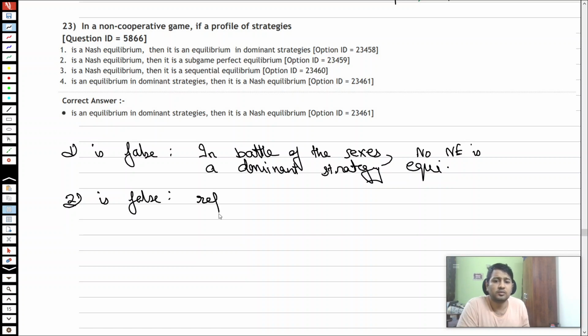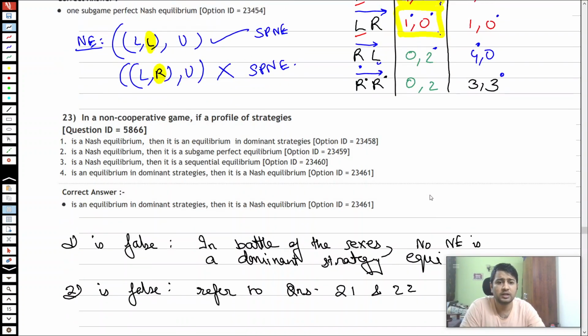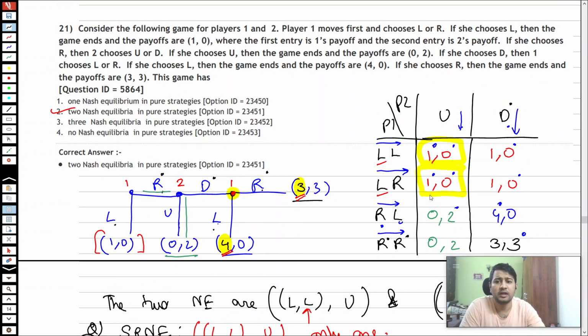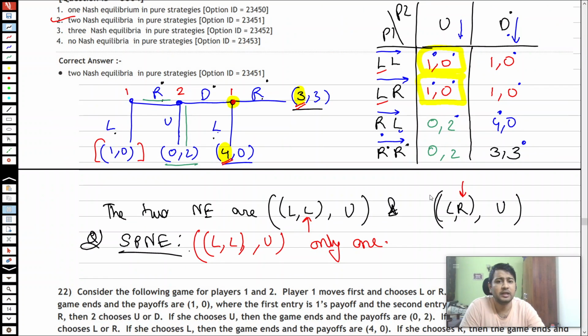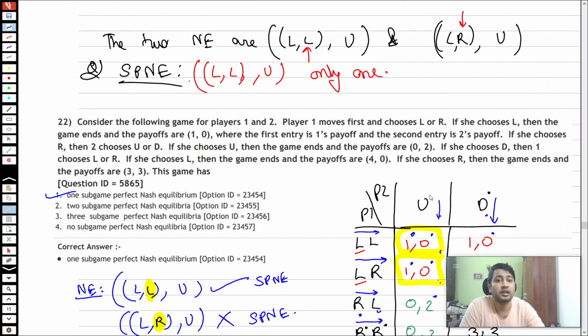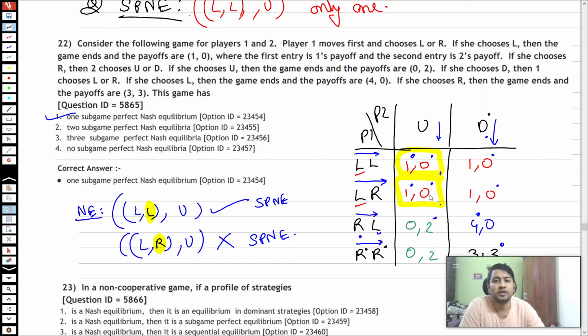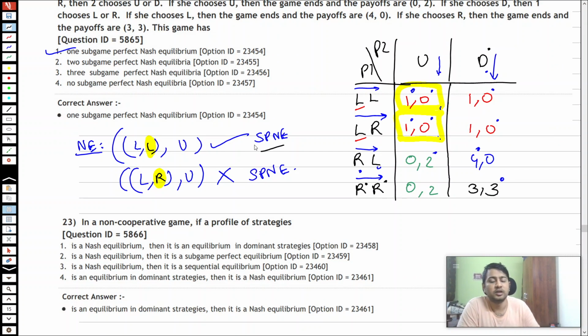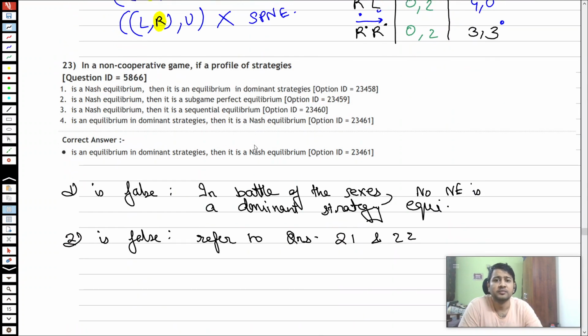So refer to questions 21 and 22. In the previous questions we saw that in question number 21 we had two Nash equilibria, LLU and LLR, LLU and RU, whereas only one of them was subgame perfect Nash. So not all Nash equilibria need to be subgame perfect. Option number 3 says if it is a Nash equilibrium, then it is a sequential equilibrium. Again, the third is false.